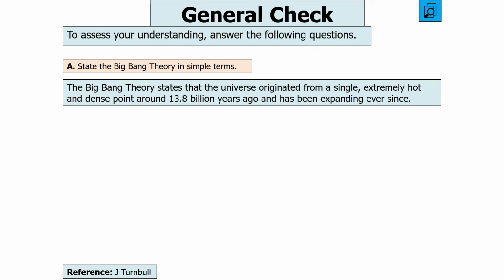State the Big Bang in simple terms. The Big Bang states that the universe originated from a single, extremely hot and dense point around 13.8 billion years ago and has been expanding ever since.